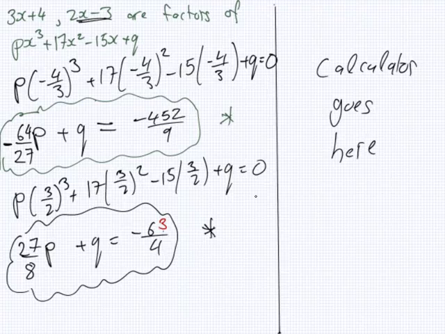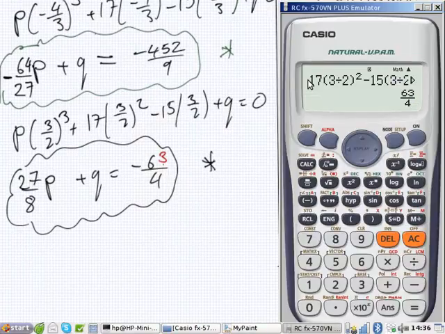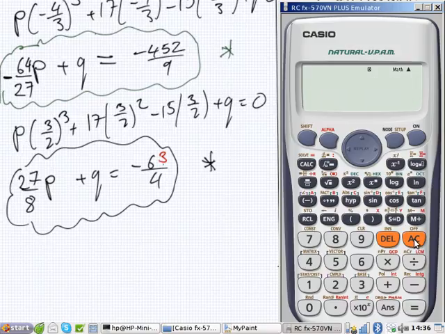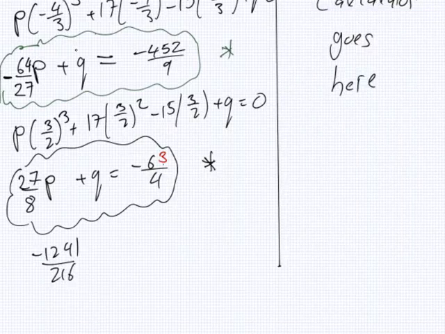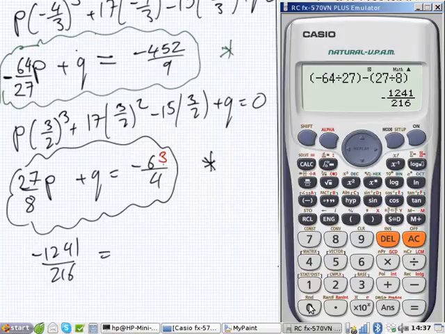Right, again we should minus the equation. So we'll have minus 64 over 27 minus 27 over 8. I probably should use some brackets so it doesn't mess up. And we'll get minus 1241 over 216. They cancel, and then next one is minus 452 over 9 minus 63 over 4, and you get minus 241 over 36.